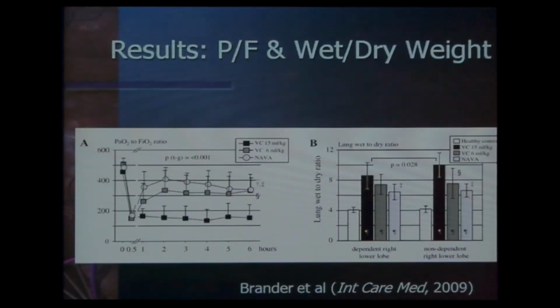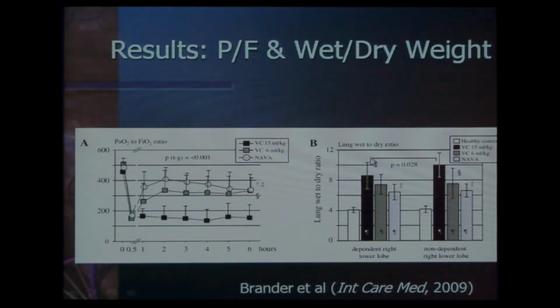What about results? Here's PF ratio and wet to dry weight. So PF ratio, the worst group was the 15 ml per kilo. The other 2 groups, there were some differences between NAVA and 6 ml per kilo, not very much, and at the end of 6 hours, virtually identical. So in terms of oxygenation, not much different.